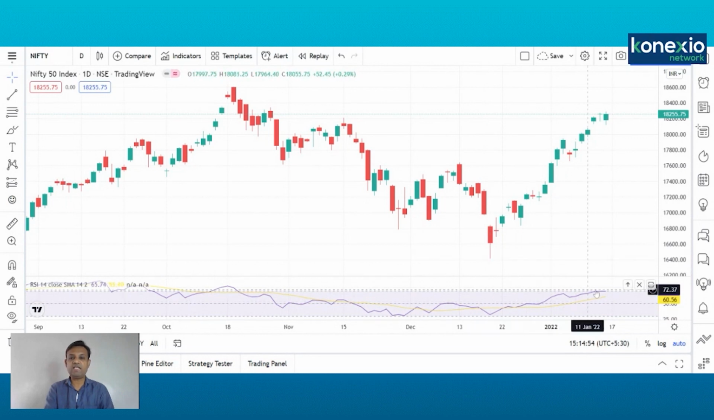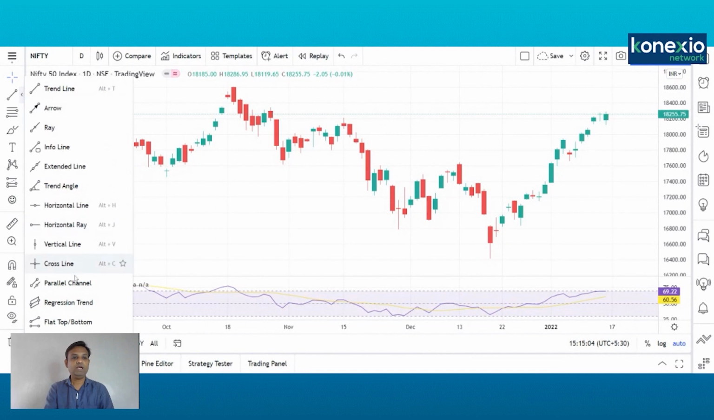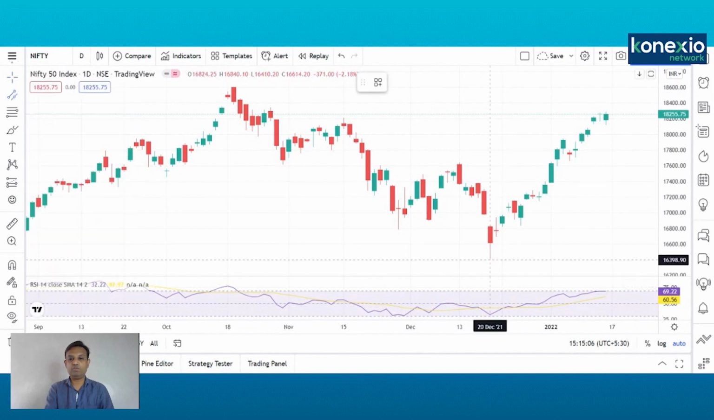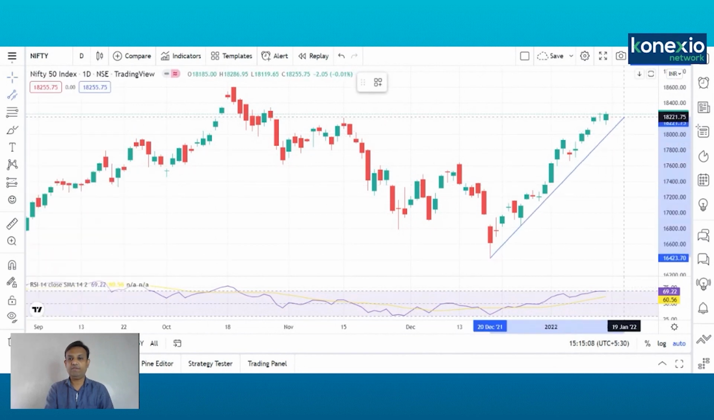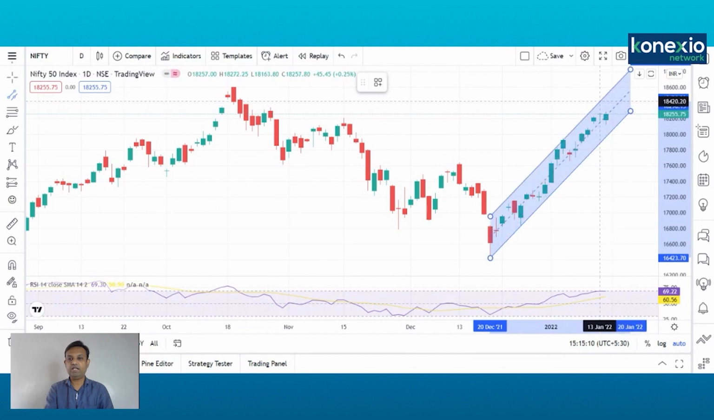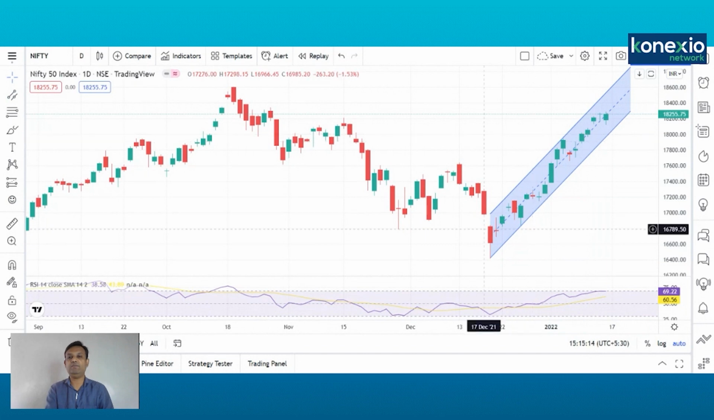Here you can see RSI is also in a comfort zone. Now let us see what Nifty has formed on the daily charts. This is a rally up from the swing low. Now this rally has been in an upward rising channel. I will show you this particular parallel channel on the Nifty daily charts. You can clearly see that Nifty has been moving in this upward rising channel. Perfectly it is overlapping. It is in the midway of this channel. So the undertone is bullish.